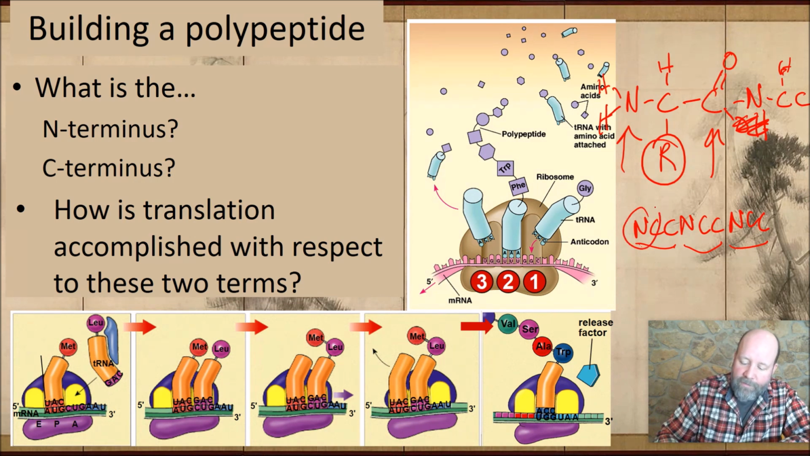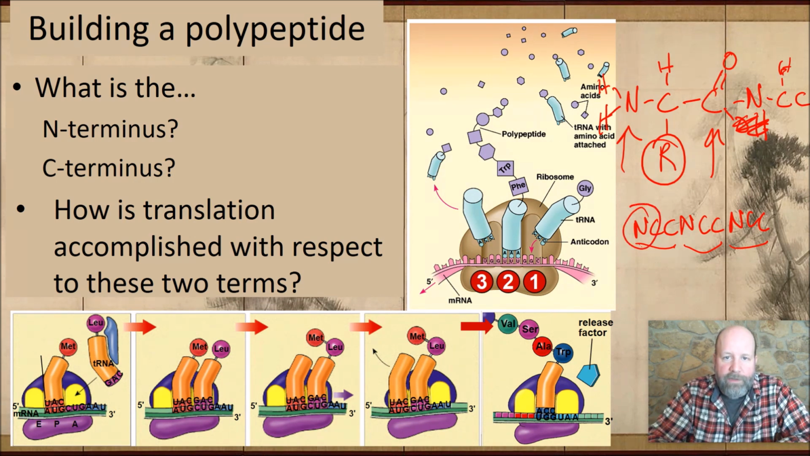So the N-terminus is the first one we put down. The first amino acid we put down is going to be the N-terminus.